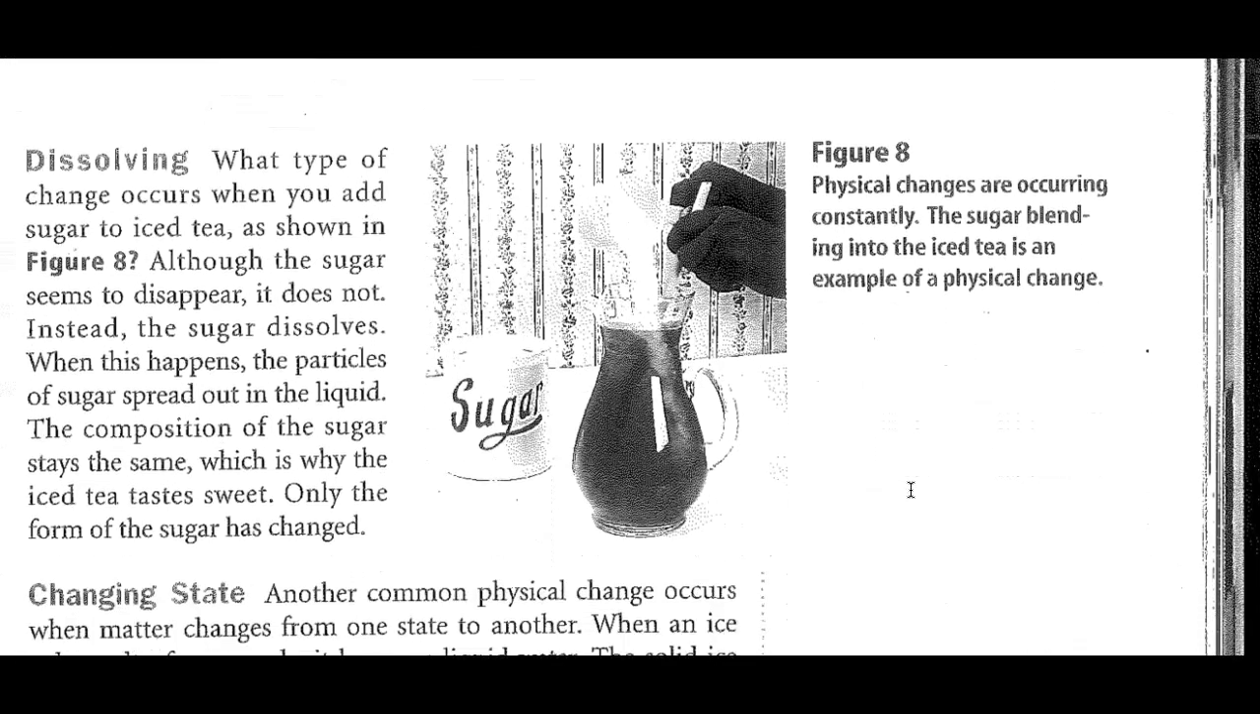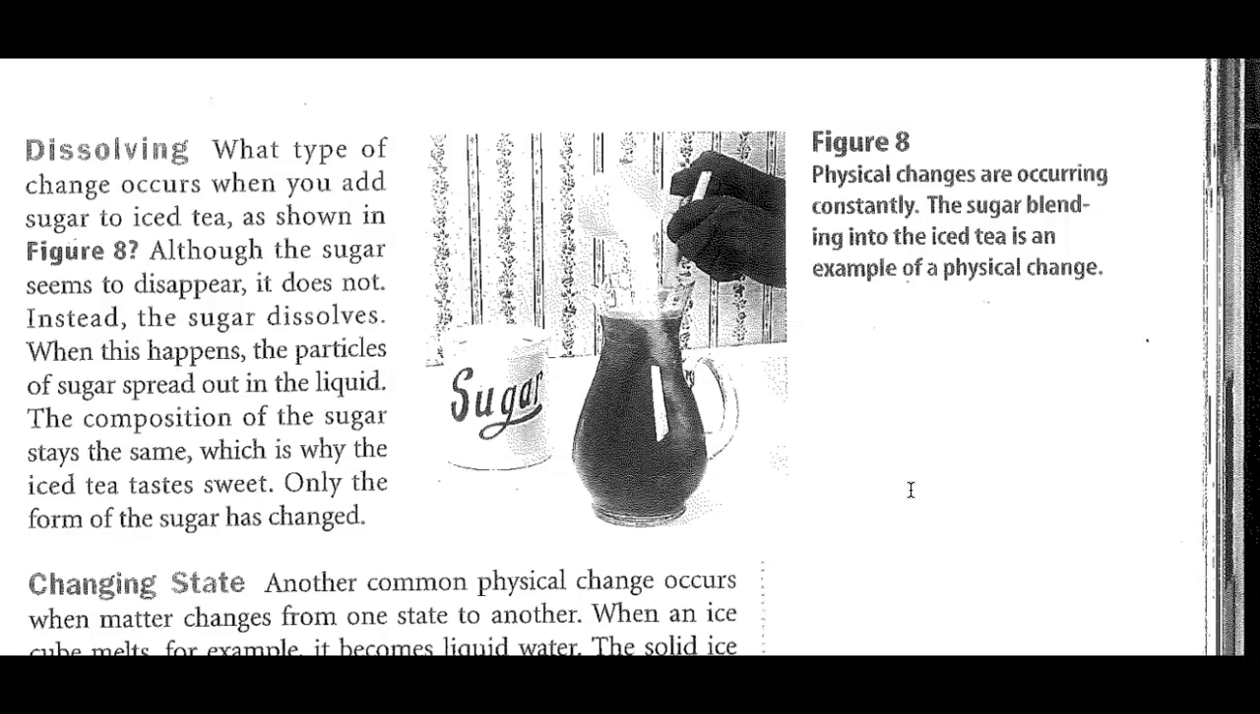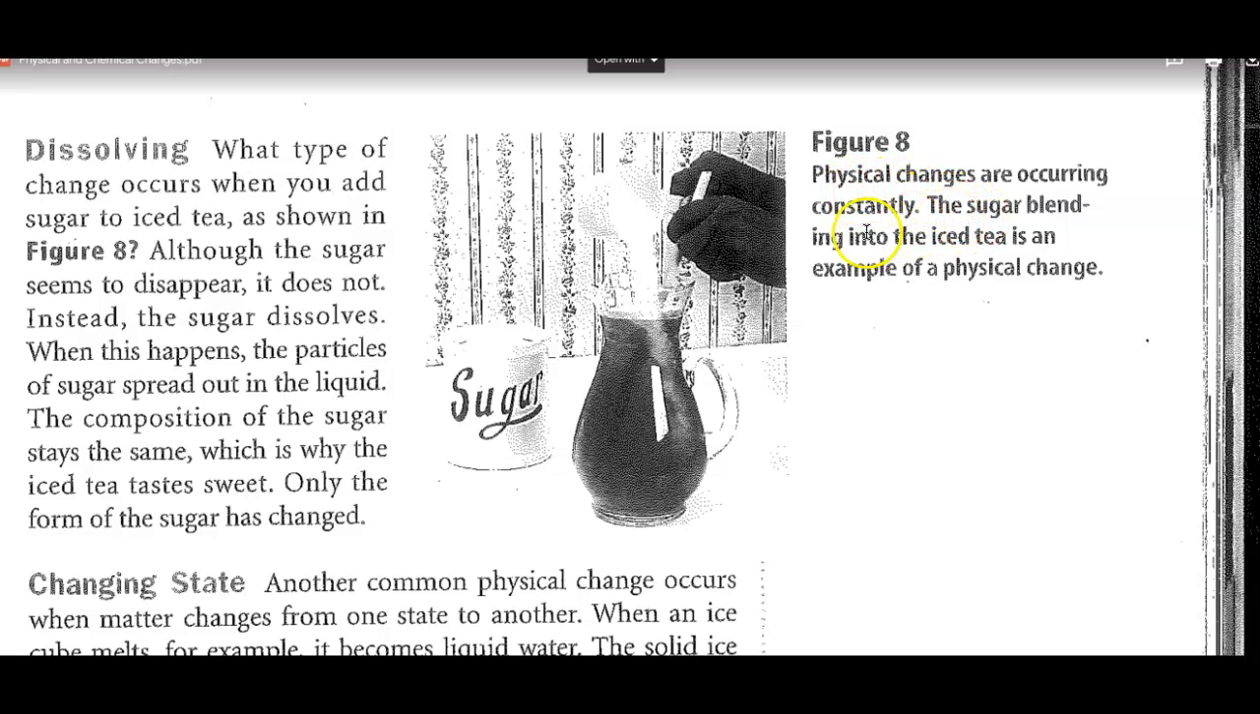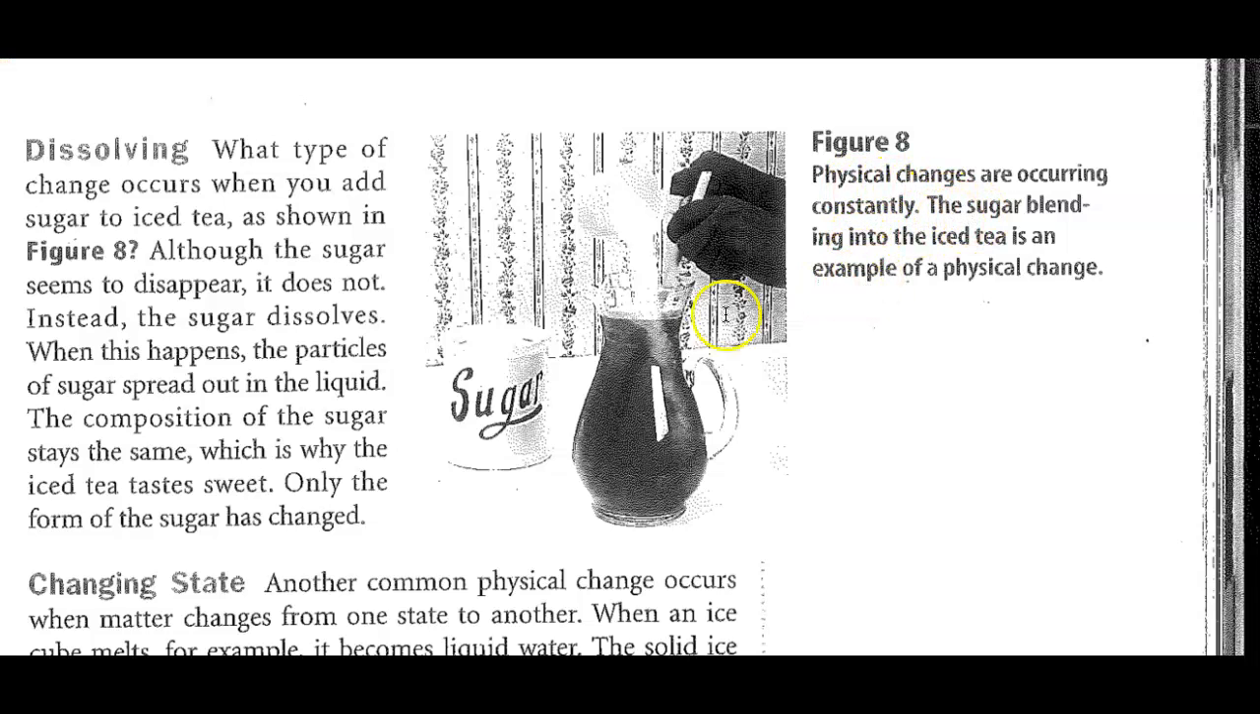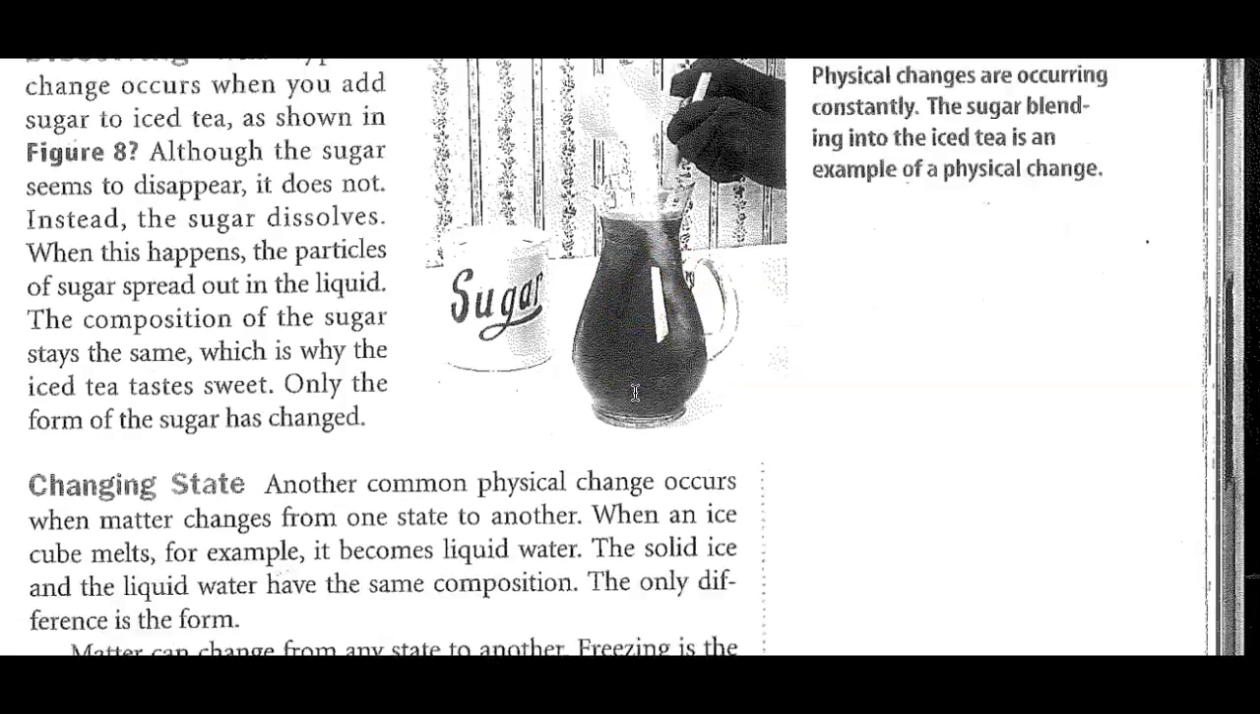Dissolving. What type of change occurs when you add sugar to iced tea, as shown in figure 8? Although the sugar seems to disappear, it does not. Instead, the sugar dissolves. When this happens, the particles of sugar spread out in the liquid. The composition of the sugar stays the same, which is why the iced tea tastes sweet. Only the form of the sugar has changed. It shows here that the sugar blending into the iced tea is actually an example of a physical change.